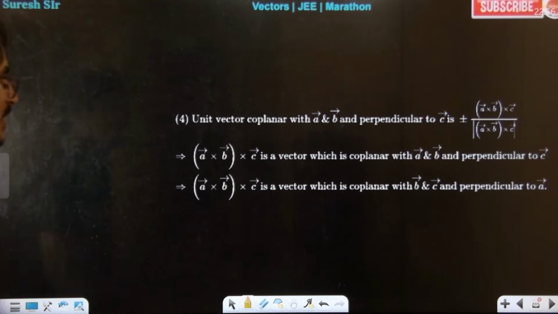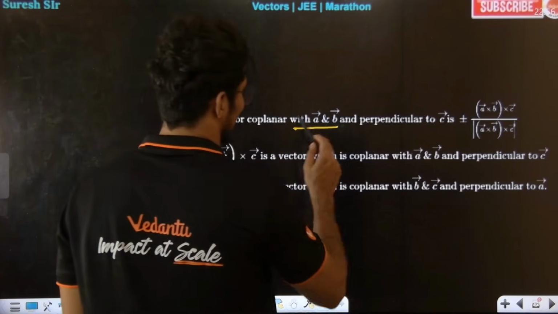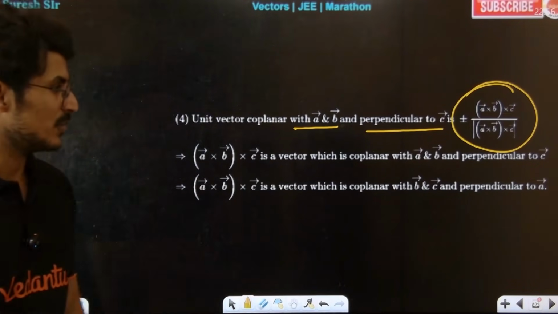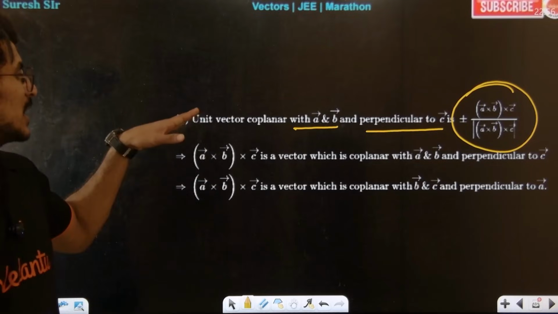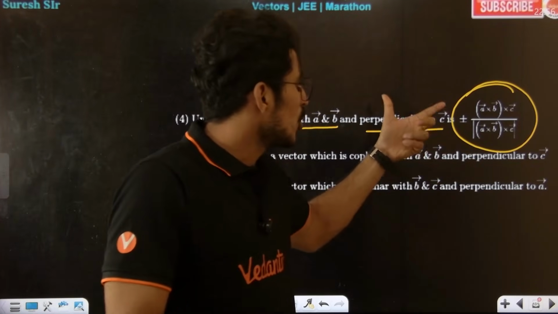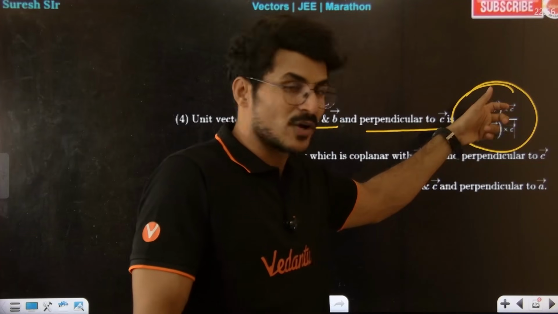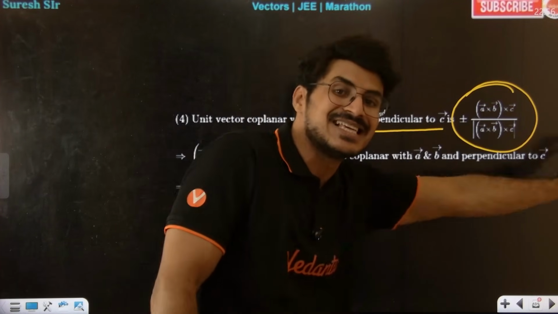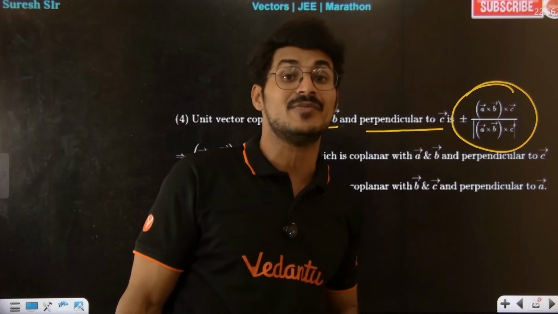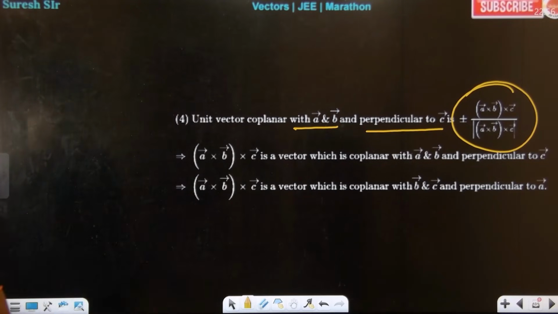One more important point, guys. A unit vector coplanar with A and B and perpendicular to C is what? Very simple, you might have just gone through this point also. Coplanar with A and B and perpendicular to C, what will you write? A cross B cross C, and for a unit vector we need to divide by the magnitude. Yes or no?